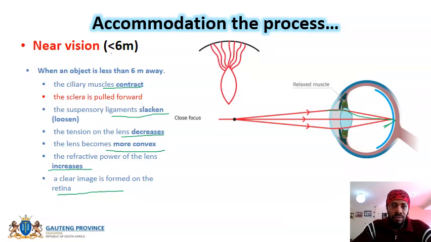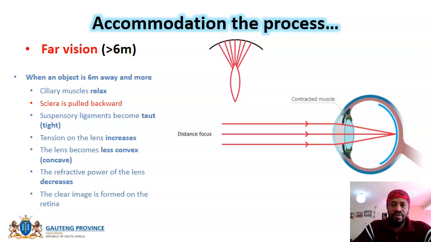Now let's look at accommodation of far object, far vision. This is any object from 6 meters and above. Anything from 6 meters upwards, you should know you are looking at a distant object. We're going to do the same thing we did for near object, but this time not too much explanation because most of it has been covered. If you have understood near object, then far object is simply the opposite.